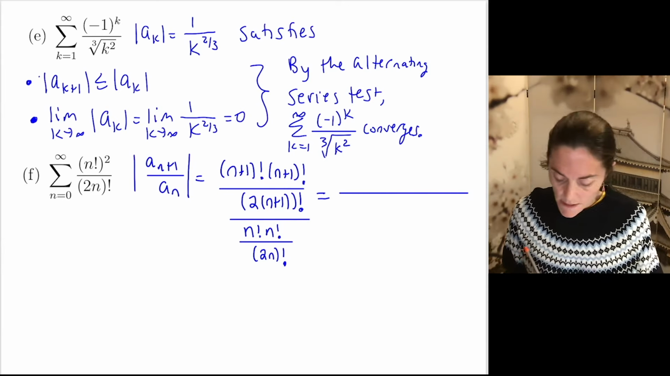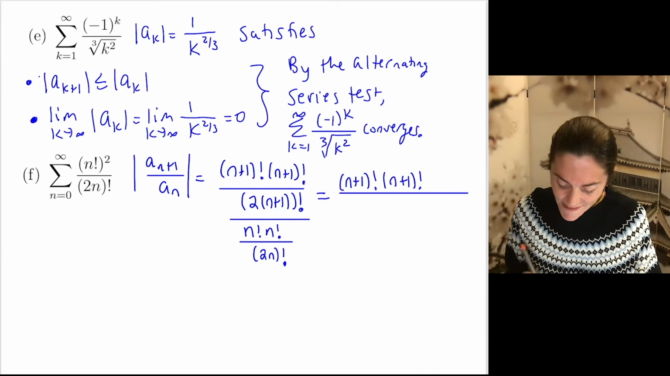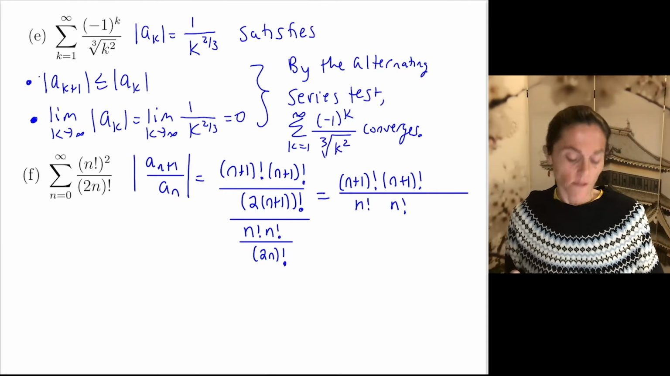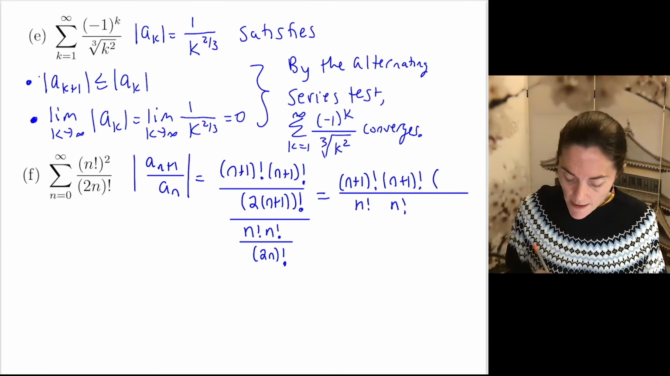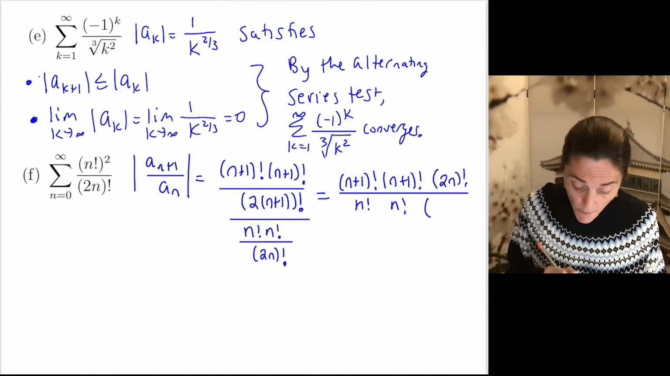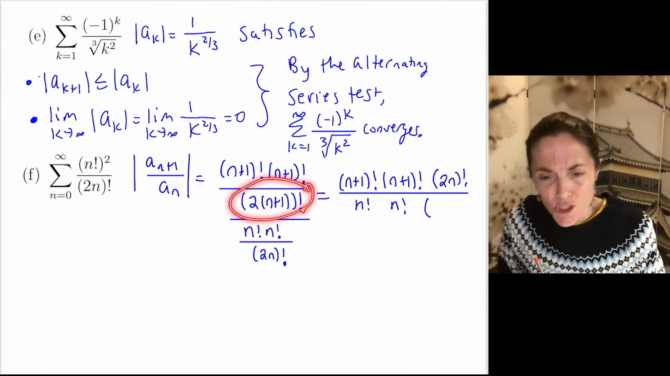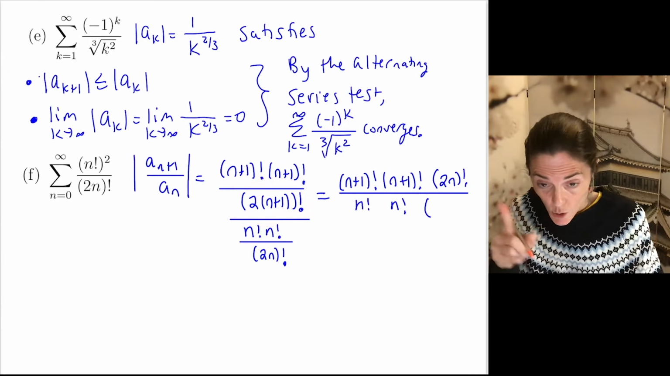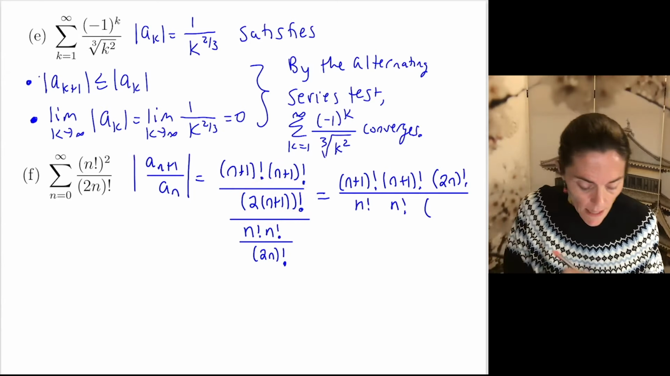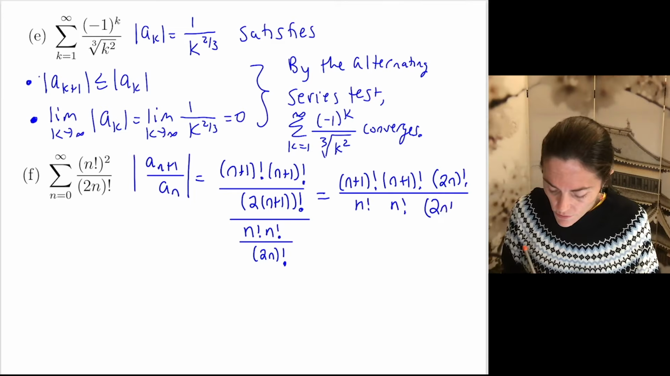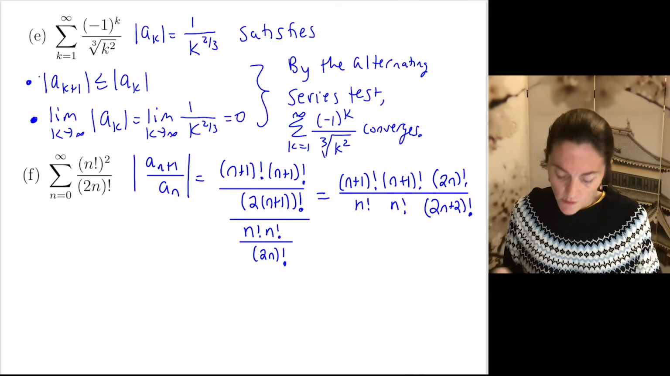Okay, that matches. Both the (n+1) factorials in my numerator, but right underneath them, I will write these n factorials. Then I have a (2n) factorial, and then just like we saw in class, well, just distribute. This would be 2 times the quantity (n+1), this is (2n+2) factorial.